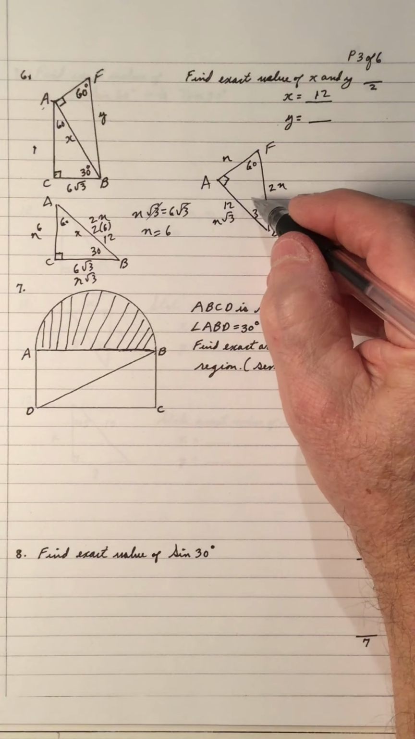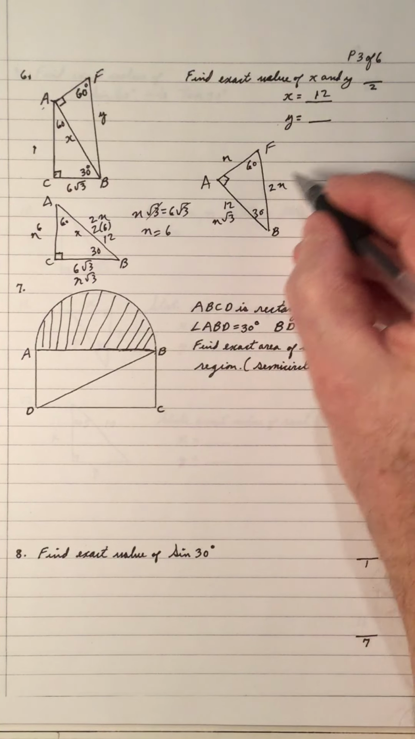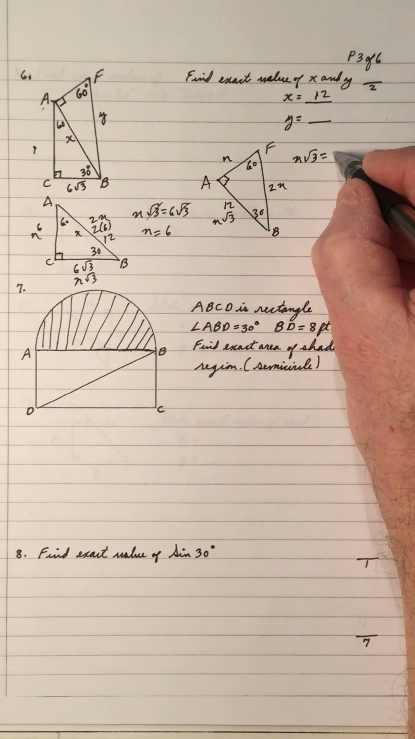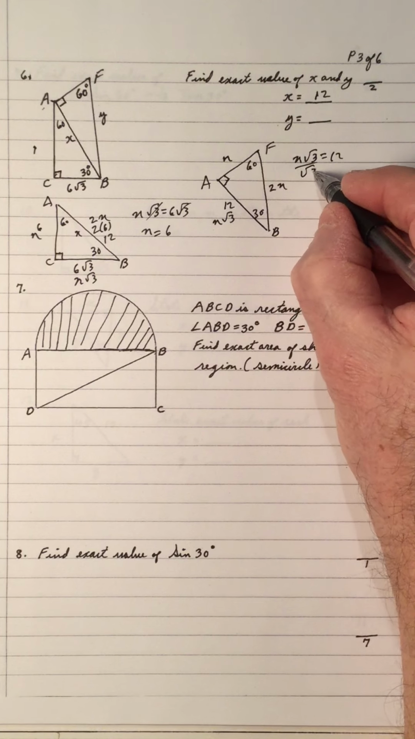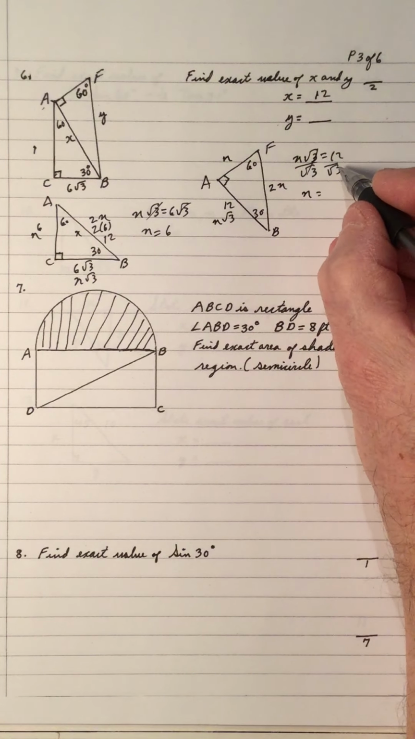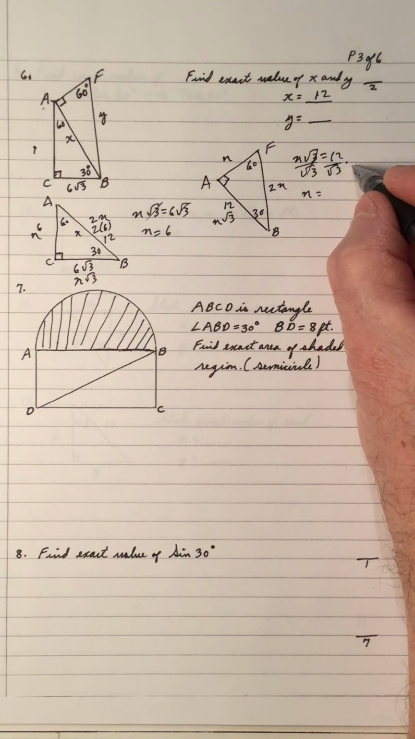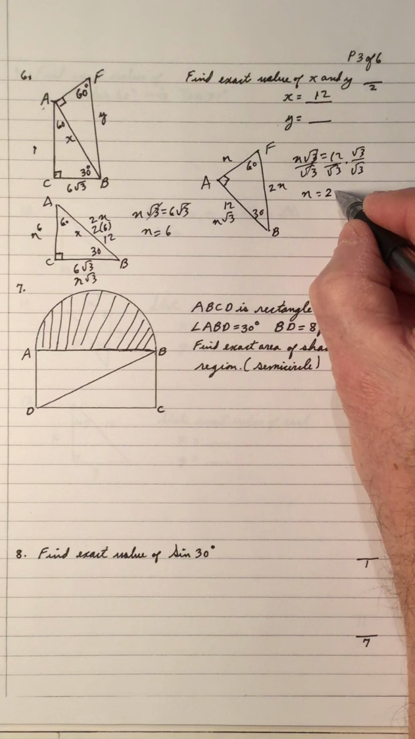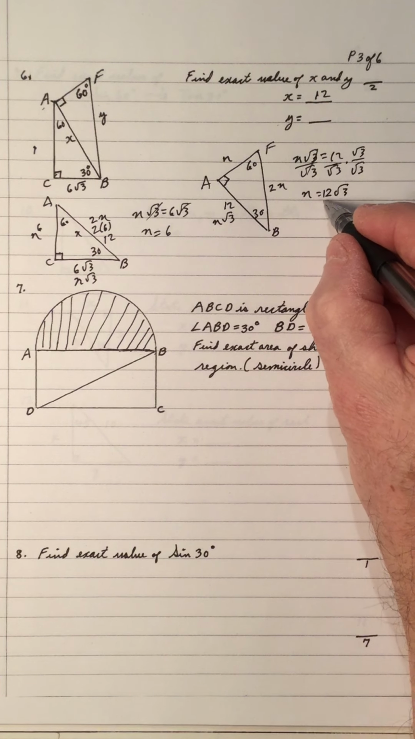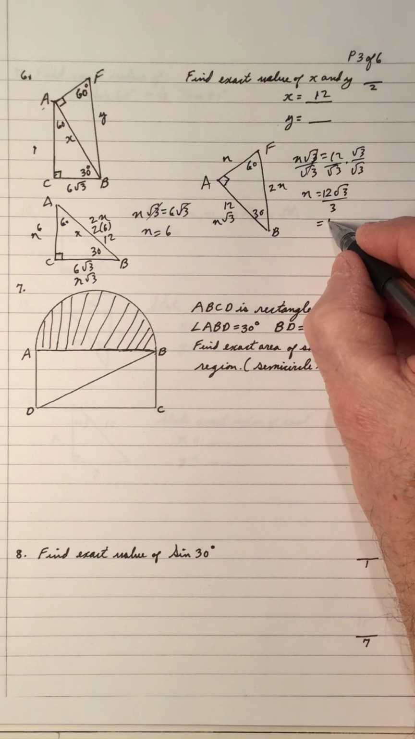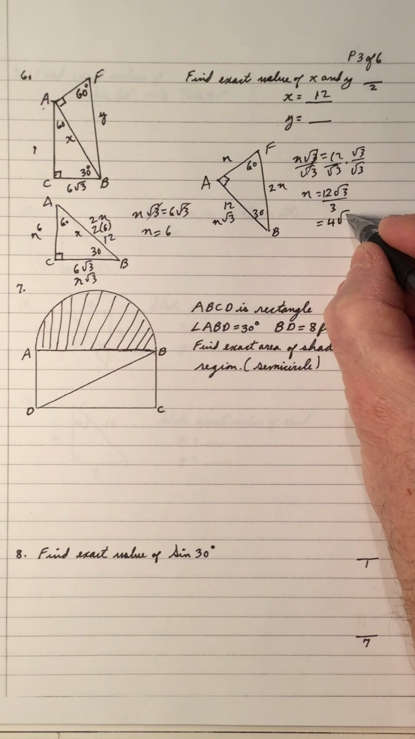So in this triangle, notice we have n root 3 is equal to 12. So we divide by root 3. They cancel. Root 3's cancel. And I have a radical in the denominator, so I multiply by root 3, top and bottom. So that gives me 12 root 3 over root 3 times root 3, which is 3. And n is 4 root 3.